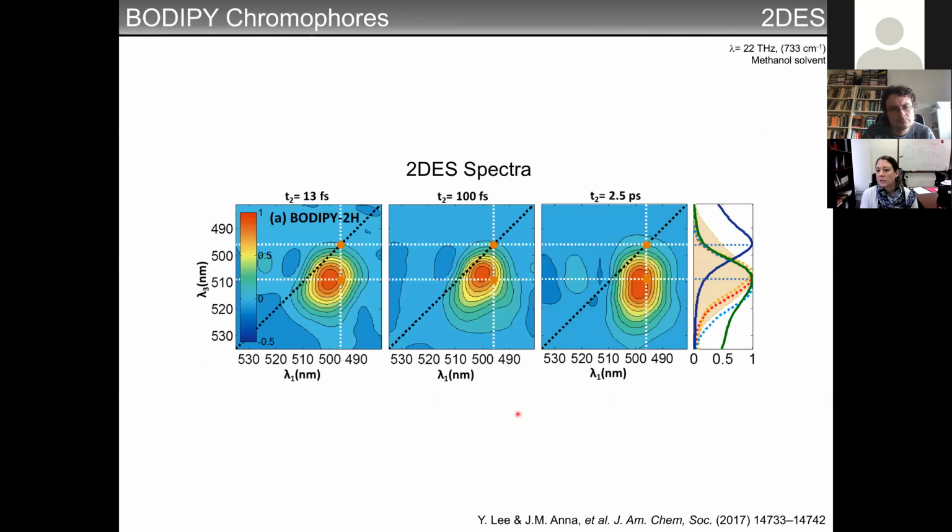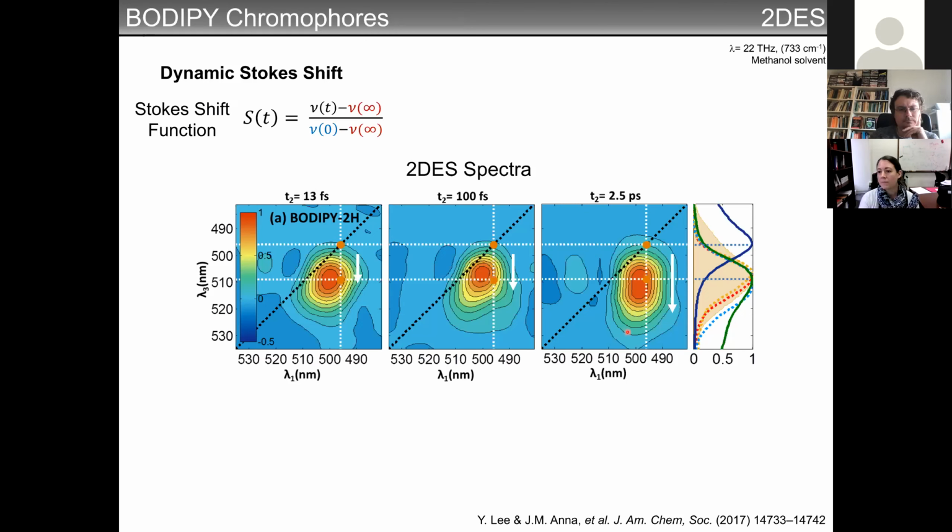Okay, so here's the 2D spectra of BODIPY at 3 different waiting times. Here's the absorption spectrum, and I'm indicating the maximum in absorption here. Green is the emission, and here's the maximum in emission with this dashed line, right? We tune our incoming pulse so that we can overlap with both the absorption and emission. I guess that's key for these experiments. What we see is that as the waiting time increases, the peak becomes more elongated along the omega-3 axis. And this is the dynamic Stokes shift. What we want to do is extract the Stokes shift function, right?